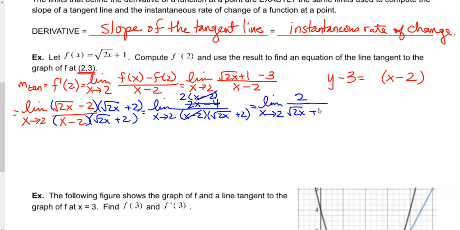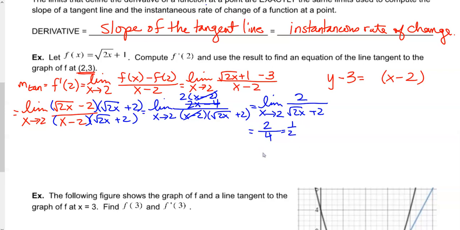So what happens when I throw 2 in there? Well, obviously in the top we're still going to be at 2. When I plug 2 in here, 2 times 2 is 4. The square root of 4 is 2, plus 2 is 4, so it looks like I have a slope of 1/2. Okay, so a lot of work.